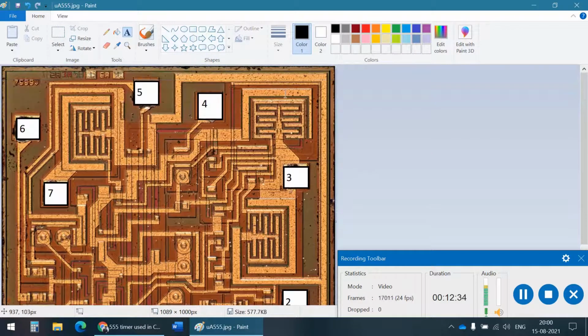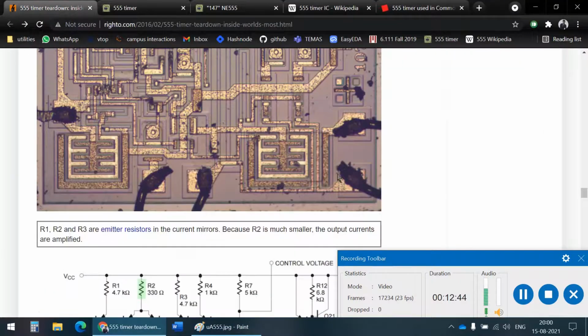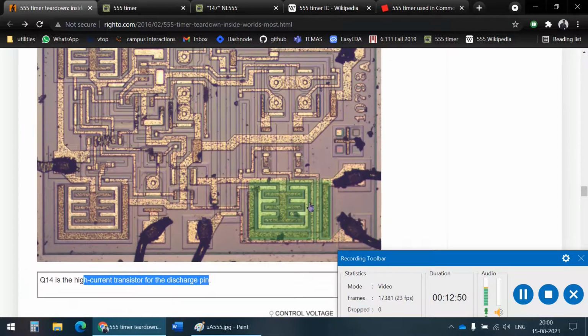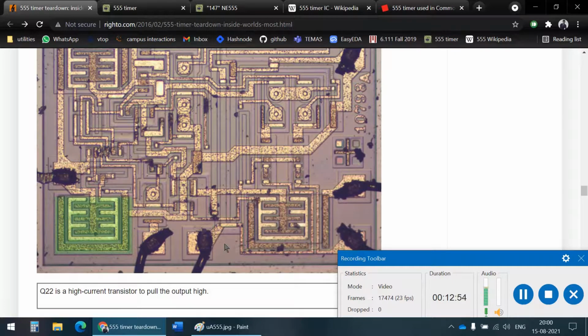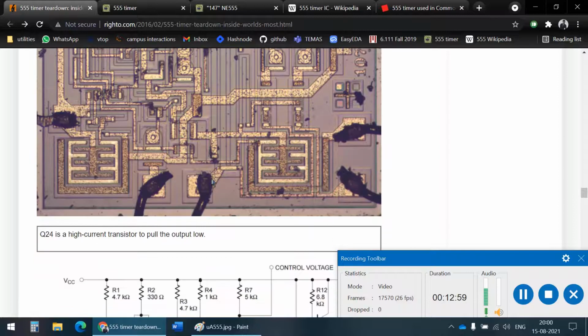Now we find the next significant thing, which are these 3 big things. So what are they? Probably transistors. Here I'm just gonna go ahead and find these out. This is a high current transistor for discharge pin. This one's for discharge pin. This is for the output high, and this is output low. So these 3 are high current transistors.